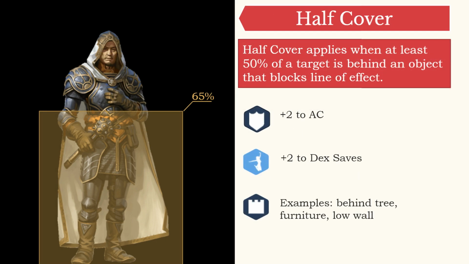Half cover is probably the most common type found in combat. If more than half of your target is behind an object that blocks line of effect to them, then they receive a +2 bonus to armor class and a +2 bonus to dexterity saving throws for half cover. Examples include a turned over table, waist-high wall, or a tree trunk. Also, all creatures, including your allies, grant half cover. If you attempt to shoot a longbow at an enemy and your friend is in the way, then that target receives the benefits of half cover.